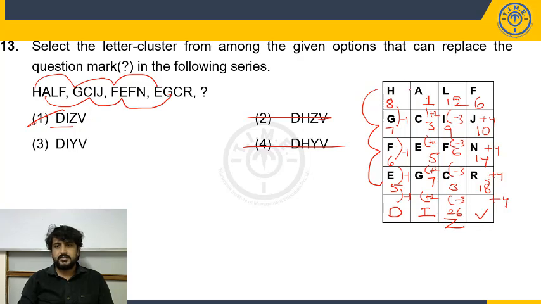So first letter to first letter logic is minus 1. Second to second logic is plus 2. Third letter to third letter logic is minus 3. Fourth letter to fourth letter logic is plus 4. Minus 1, plus 2, minus 3, plus 4. Choice 4.